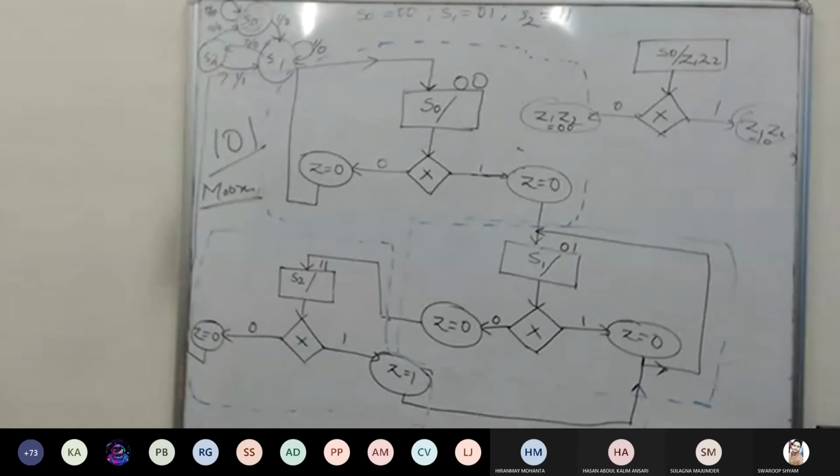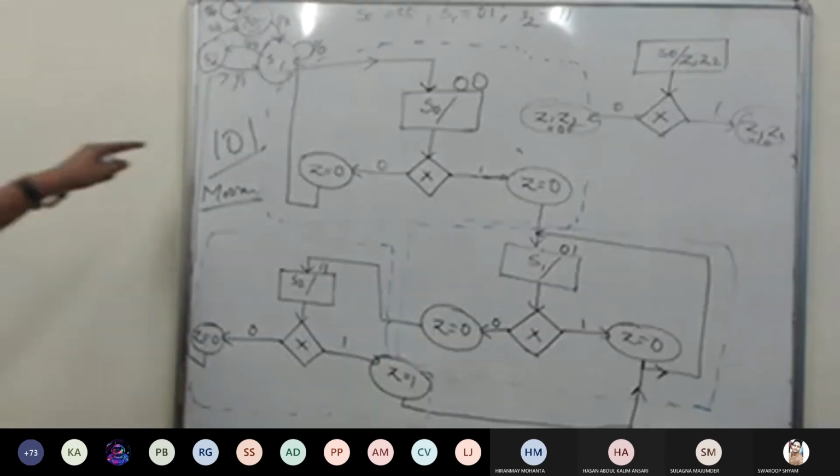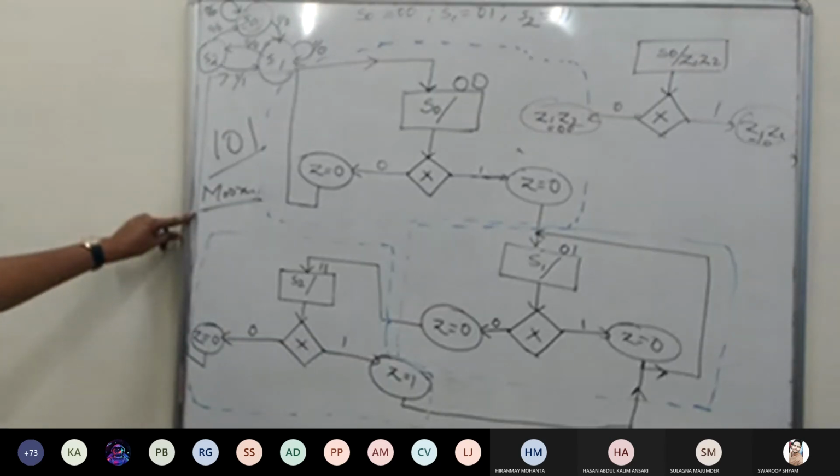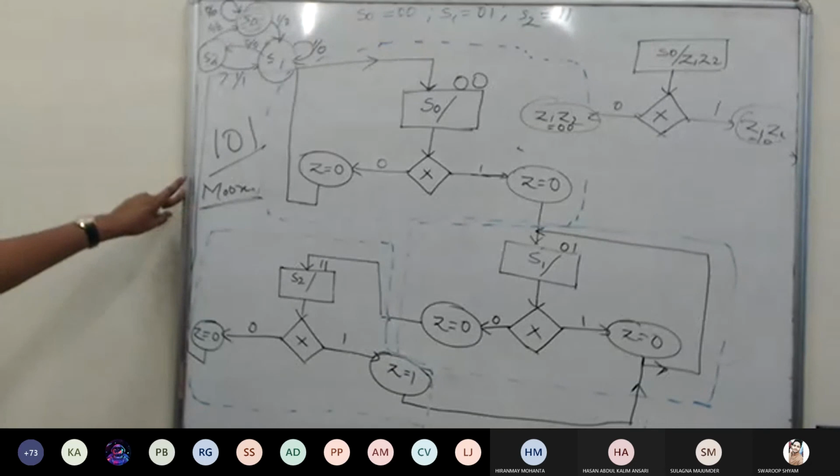Design a Moore machine that detects 101 sequence, and what else?